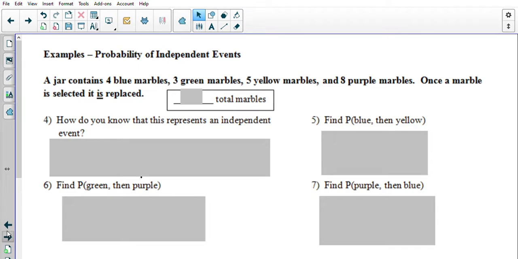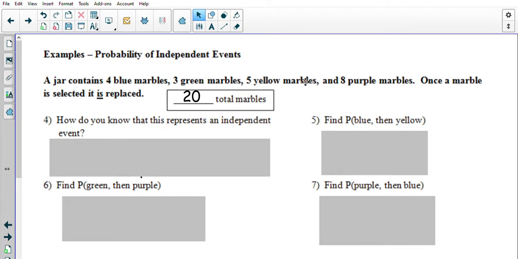A jar contains 4 blue marbles, 3 green marbles, 5 yellow marbles, and 8 purple marbles. Once a marble is selected, it is replaced. Pause the video, calculate how many total marbles we have. Hopefully you calculated that we have 20 total marbles.